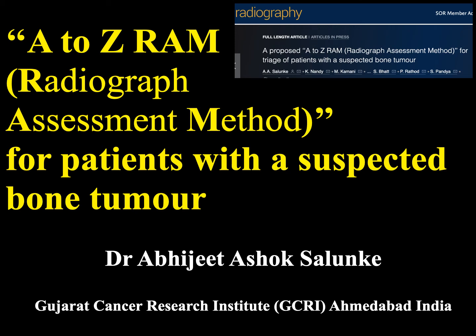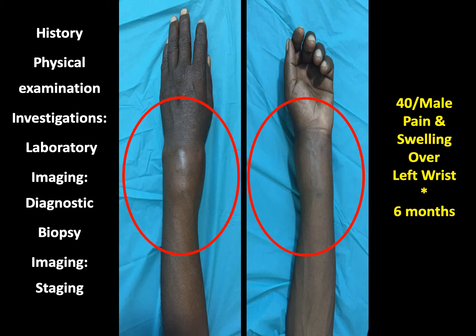Dear friends, good morning. Today's presentation is on A to Z RAM, a radiograph assessment method for patients with suspected bone tumor. If we see any patient with swelling or pain around a joint and we suspect a bone tumor, what are the points that should be assessed or evaluated?